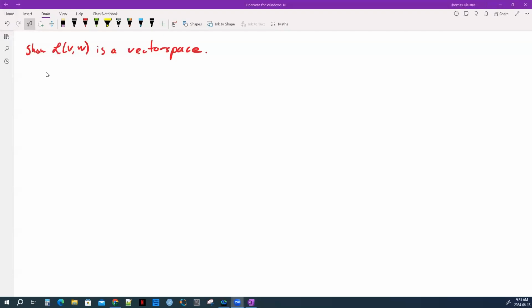So the first thing whenever we're given a set, or a vector space, we need to know what the vectors are and what the operations are. Well, the vectors are linear transformations. So the vectors are T in the set L(V, W), a linear transformation from V to W. And now we need to know what addition and scalar multiplication are.